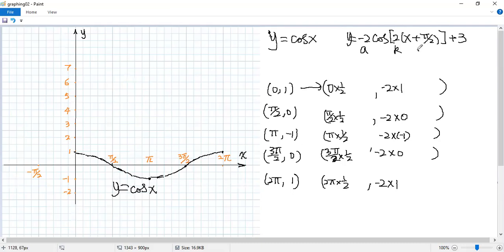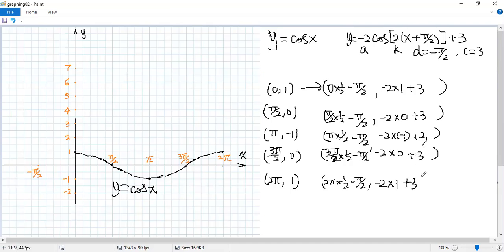Now d, the phase shift, should be -pi over 2. When we change that to standard form, x minus -pi over 2, we know d equals -pi over 2, and c equals 3. So we need to add -half pi to the x coordinate, or minus half pi for each point. Finally, we need to add 3 to the y coordinate. So plus 3 for each.